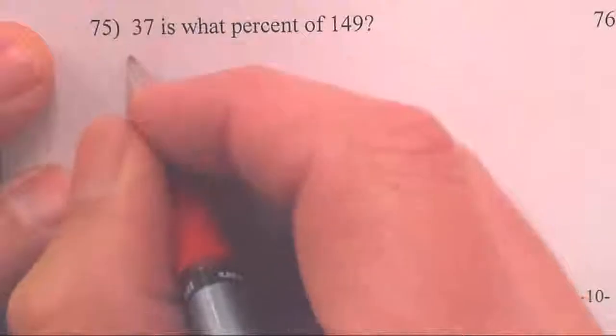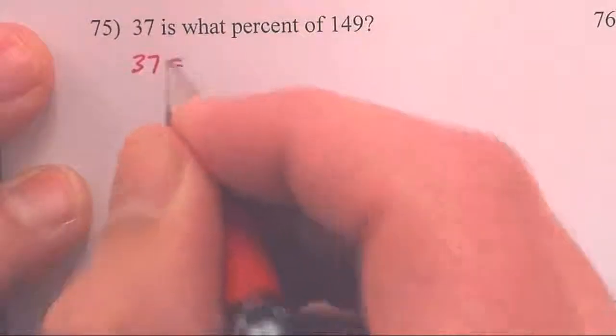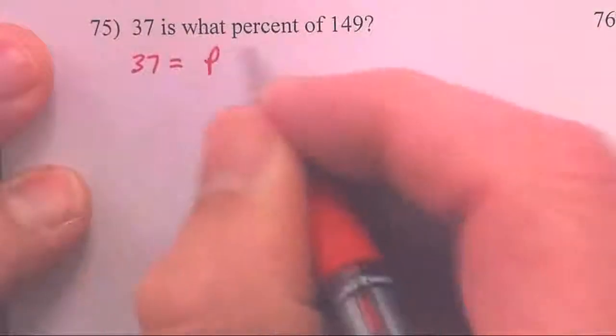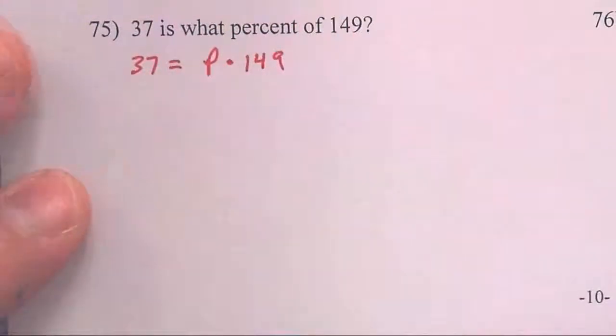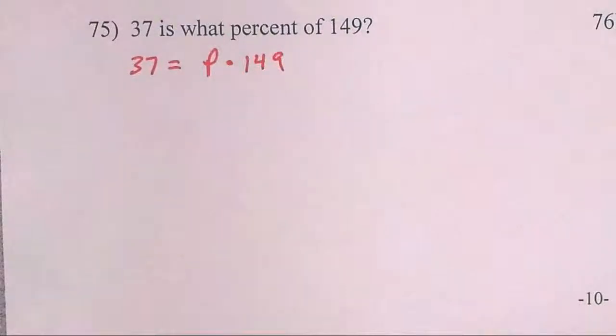Okay, I suspect when you get to percent problems, you have seen things like this. That if I take 37 is means equals, what percent, I'm going to call that P, and of is times 149. And then we solve for P and we turn that into a percent.